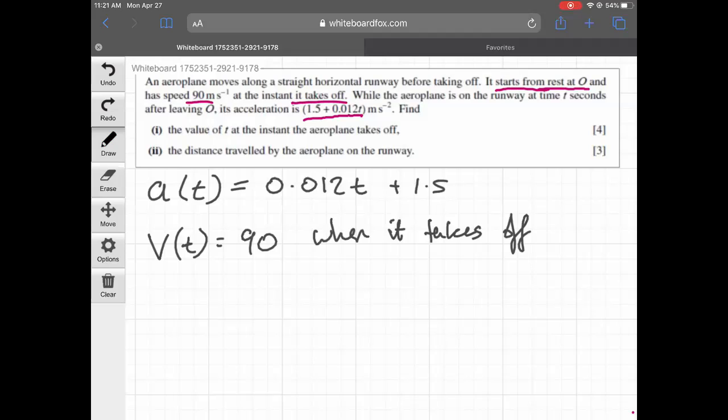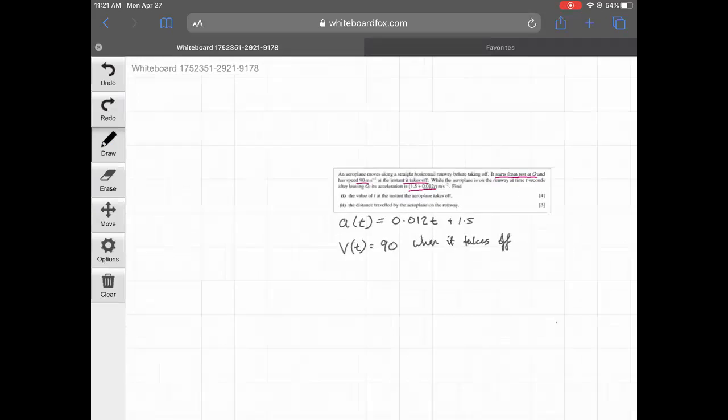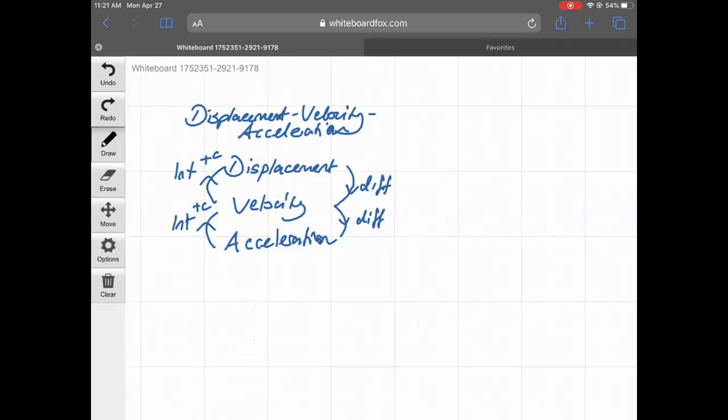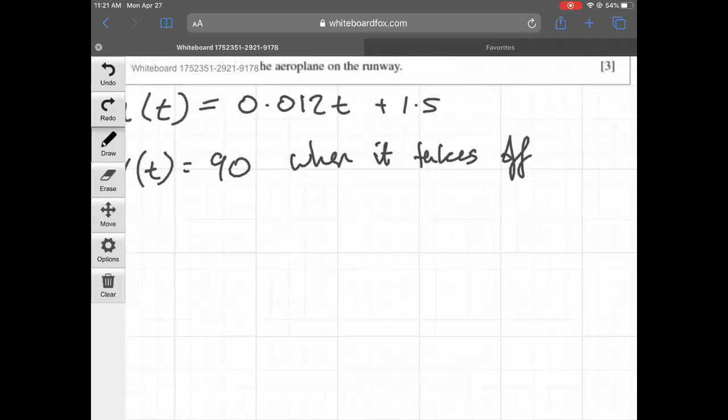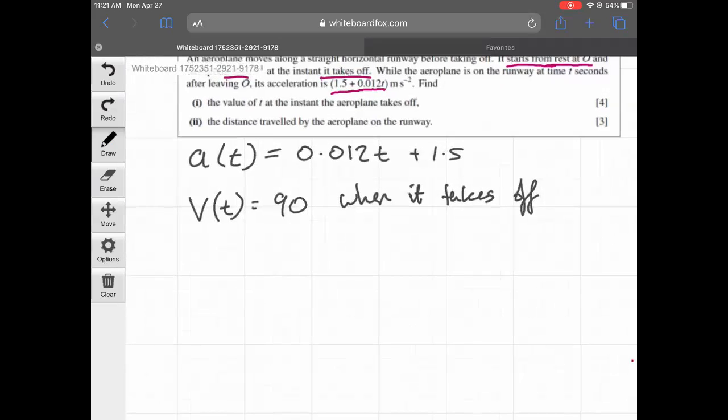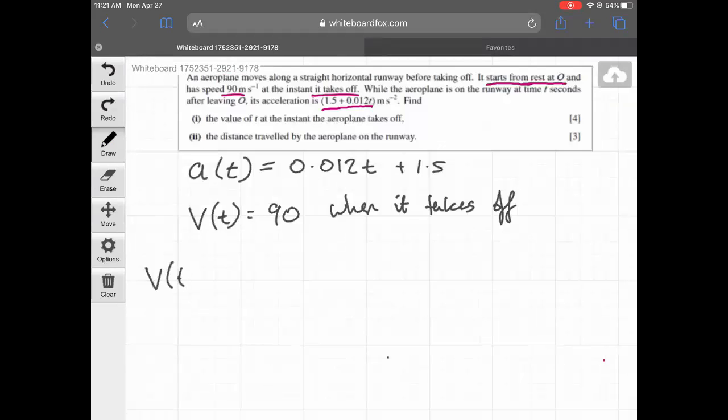Okay, so we need to know our hierarchy, right? We've got acceleration, we want to find velocity, so we have to integrate. We have to integrate a of t with respect to t. So v of t is equal to the integral of a of t dt.